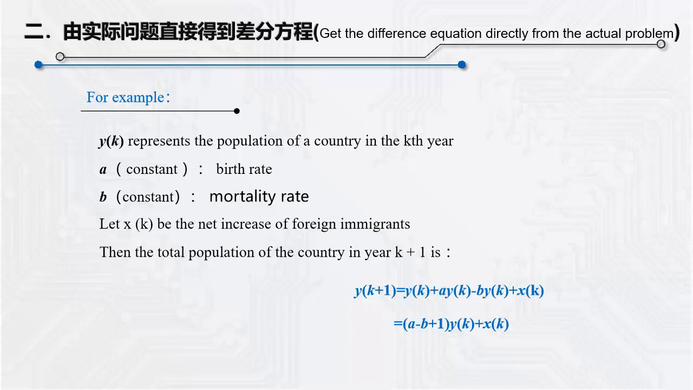Let's say that the net increase in immigration is y(k). So the total population of this country in year k plus 1 is the population in year k plus the number of births minus the number of deaths plus a net increase in foreign migration. So, this is going to be the population in year k plus 1. We call such an expression a difference equation.